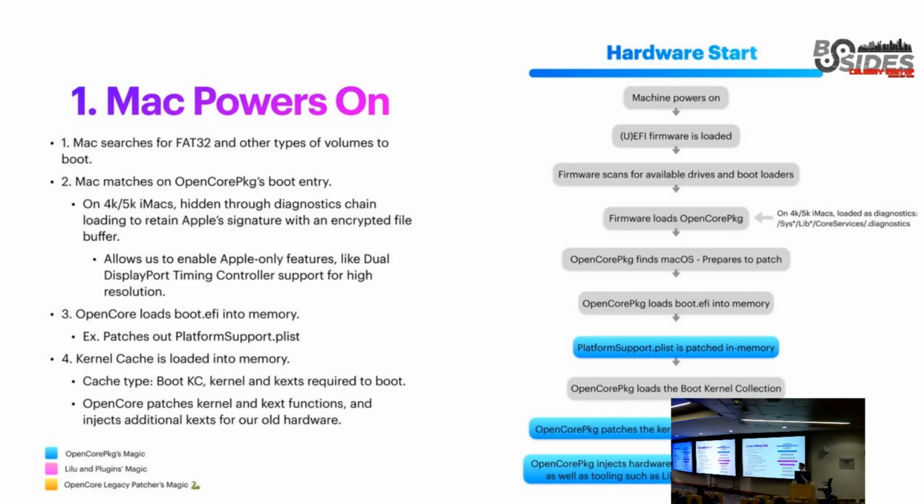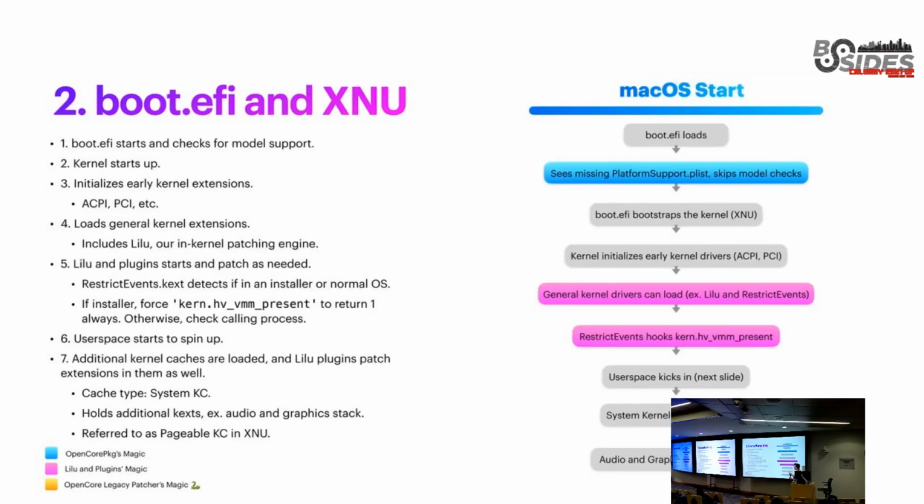So now OpenCore is done with its magic, and we'll see macOS boot. Of course, boot.efi will start up and look for that malformed file. Oh, can't find it? Continue on. Then it's going to bootstrap the kernel and let that run. It's going to set up all the memory regions, do all its magic, and then start up additional kernel extensions. The early stage ones are going to be ACPI, PCI, and so on and so forth. And then finally, general kernel extensions can load.